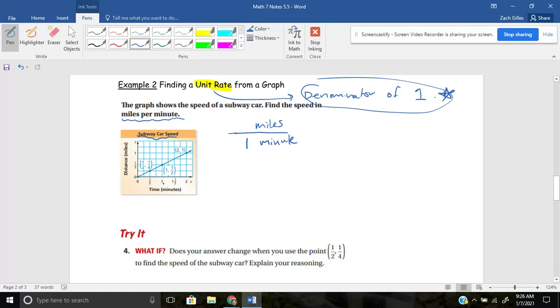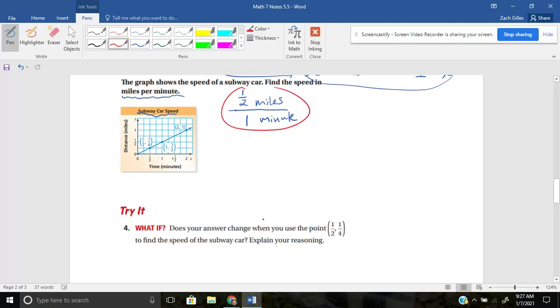So here's 1 minute. I'm going to go up to where my line passes through, okay? And if I look over, that value is how far it has gone in 1 minute. My subway car has gone, looks like it's at a half, so a half mile. Okay, so I've gone 1/2 of a mile in 1 minute. And that's our answer. Okay? I found the speed in miles per minute. We've gone a half mile in 1 minute. Okay, that seems like it's a pretty good speed.